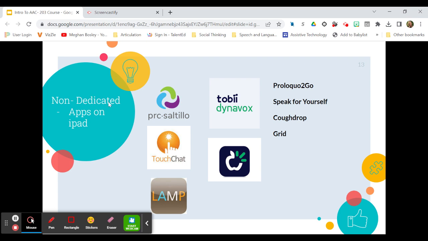The non-dedicated systems are typically apps on an iPad. So PRC Saltillo makes TouchChat and LAMP Words for Life. LAMP stands for Language Acquisition Motor Planning. TouchChat is the most prominent AAC app that we use in our district. Tobii Dynavox makes TD Snap, so we've got a lot of TD Snap users too. And then ProLoQuo2Go is another app you might hear of. Speak for Yourself, CoughDrop, or Grid.